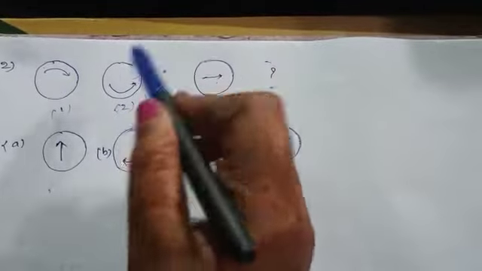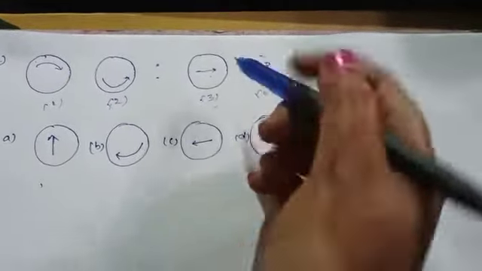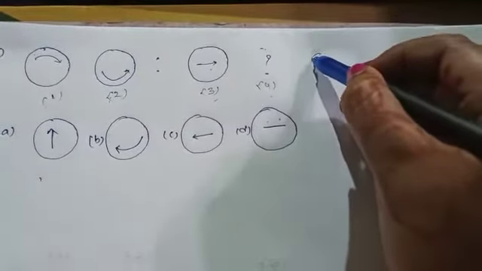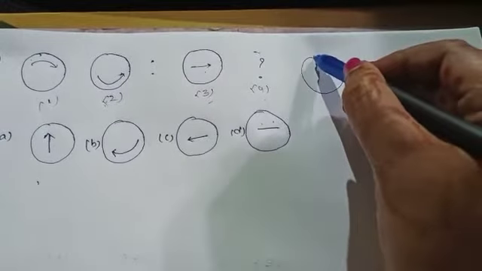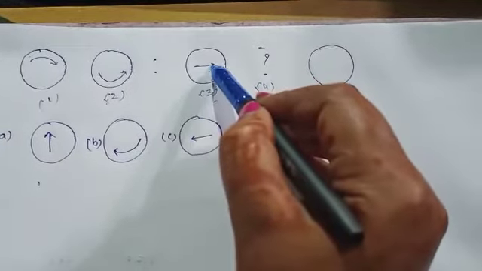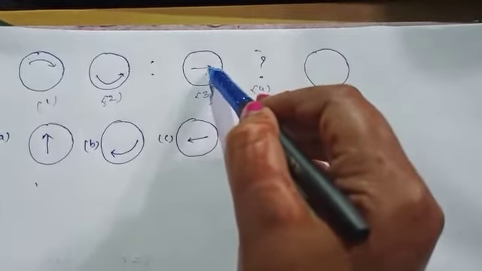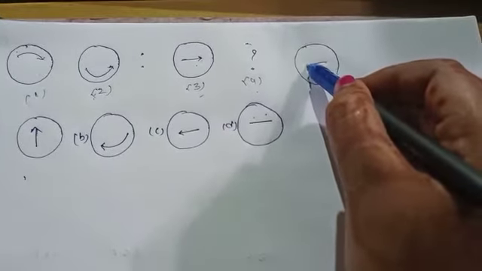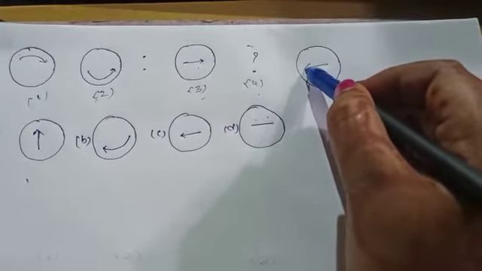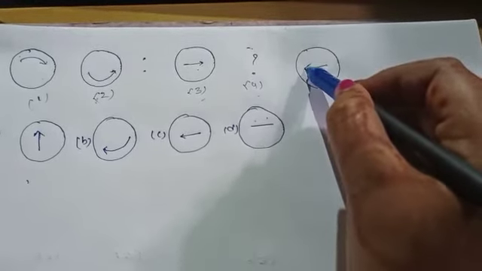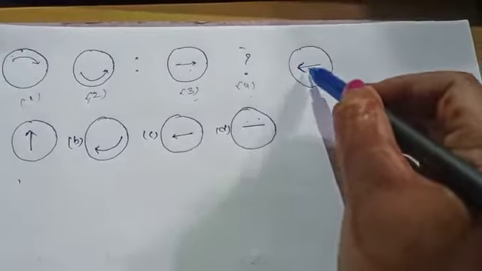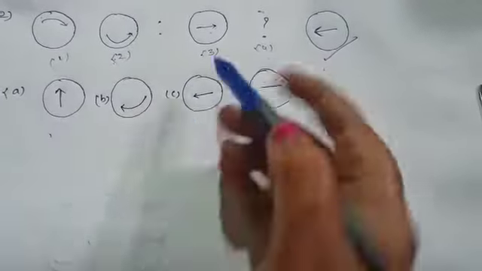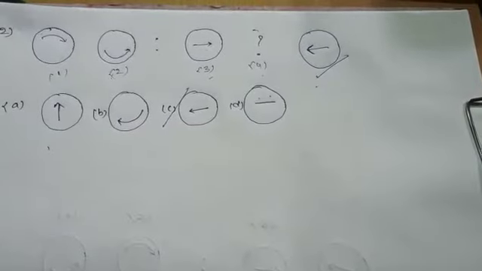So apply the same relation to the third and fourth figure. This is one circle, so the circle is as it is, draw the circle, and here one arrow, so apply the reverse of this arrow. So the answer is option C.